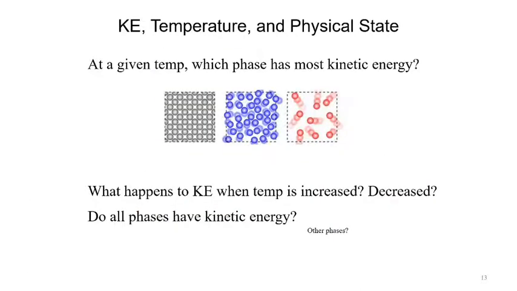Kinetic energy, temperature, and physical state. So we've got 3 images here: solid, liquid, and gas, which you would hopefully be able to pick out. Solid, liquid, and gas. What's happening? How do I move from a solid to a liquid? Well, I had to add energy in, seen as temperature.